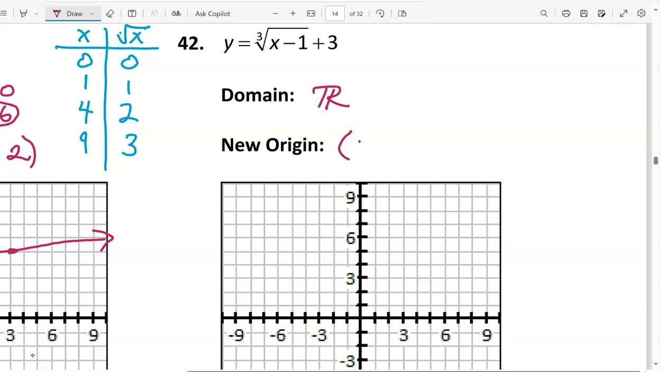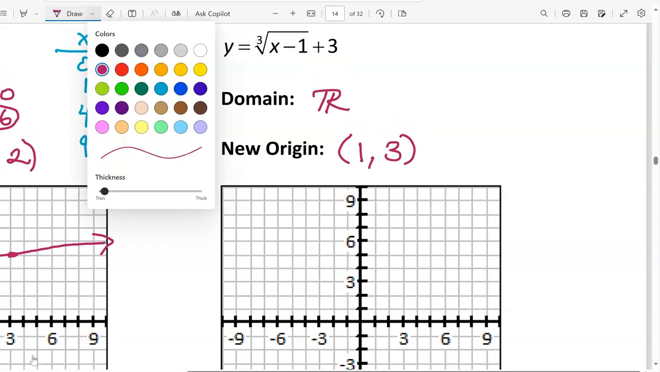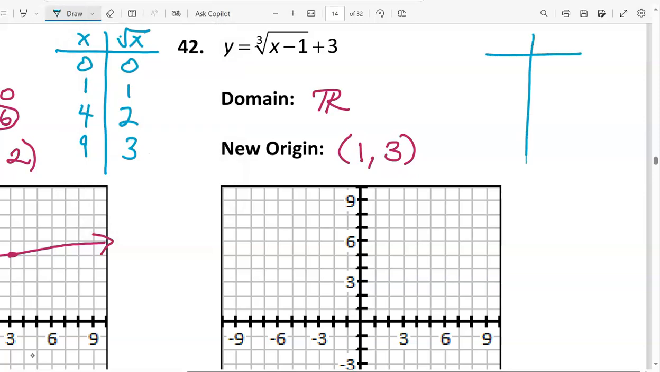The new origin is 1, 3. The x value can be found by finding the value of x that makes the inside of the function, which is x minus 1, equal to 0, and 1 minus 1 is equal to 0. All right, from here, we can graph the parent function from that new origin, and so x and the cube root of x. Now remember, we can take the cube root of negative numbers, so let's list our perfect cubes here. -8, -1, 0, 1, and 8, and their cube roots are -2, -1, 0, 1, and 2.